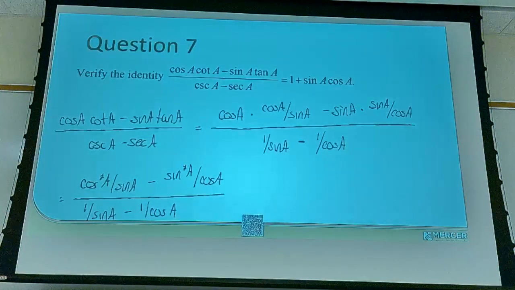Just multiply through in the numerator. Cosine times cosine over sine, cosine squared over sine, right? Sine times sine over cosine, sine squared over cosine. It's a compound fraction, isn't it? What's the LCD?